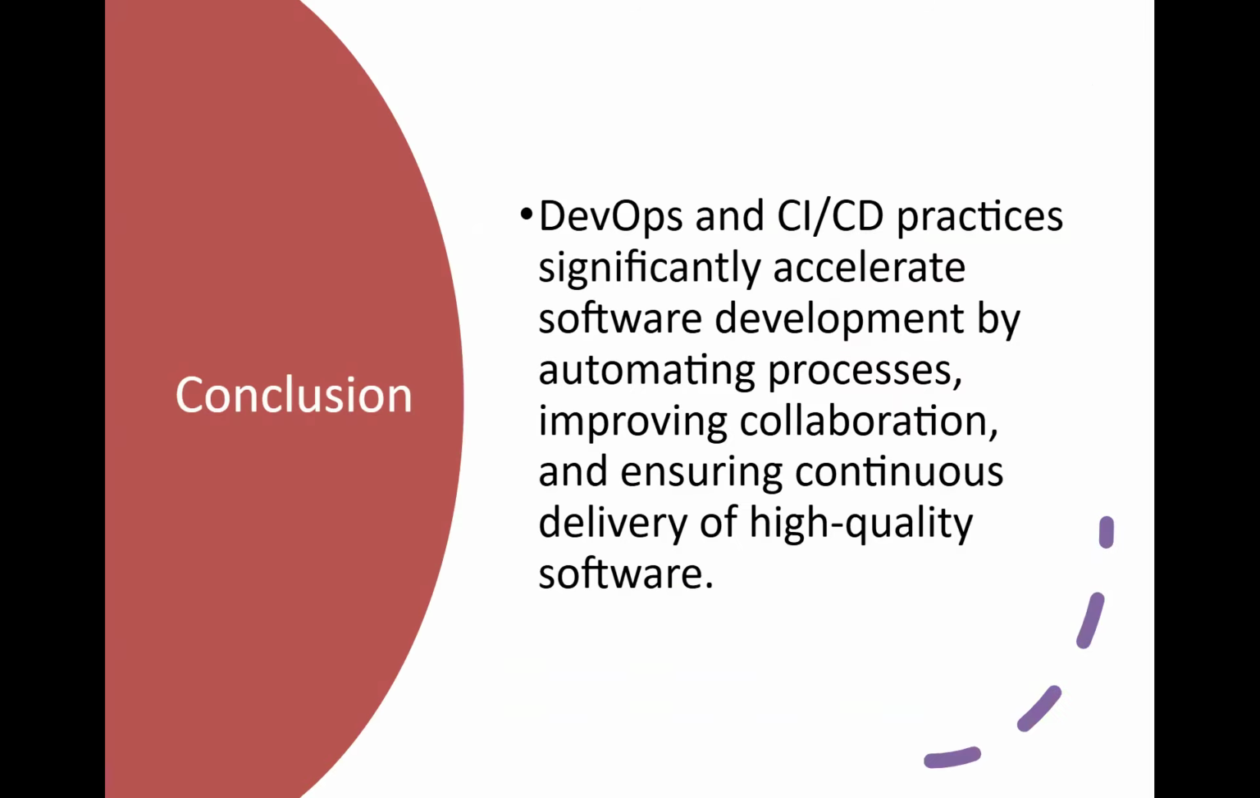So in conclusion, DevOps and CI/CD practices significantly accelerate software development by automating processes, improving collaboration, and ensuring continuous delivery of high quality software. How does it make it high quality software? Because it is a collaboration between the developers and IT operations, as has been said. So developers are getting continuous feedback on what is going wrong and what needs to be improved. That's how it.